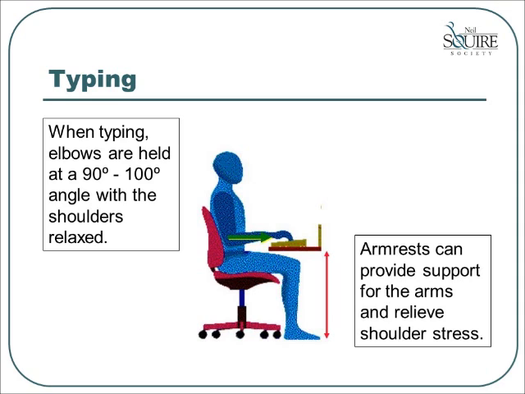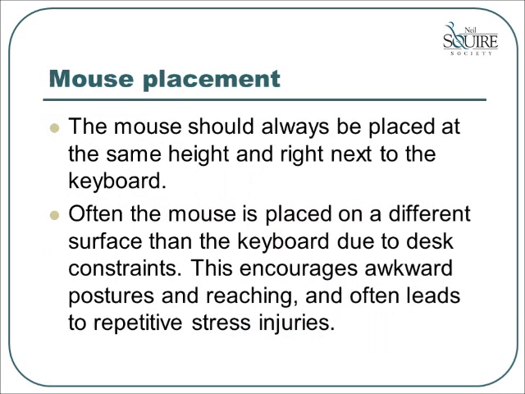Typing. When typing, elbows should be held at 90 to 100-degree angles with shoulders relaxed. This is demonstrated in the image shown in the center of the slide. Notice that the green arrow on the forearm shows the horizontal position of the forearms. Armrests can provide support for the arms and relieve shoulder stresses in between typing and mouse activities.